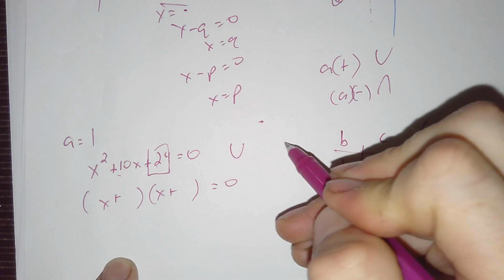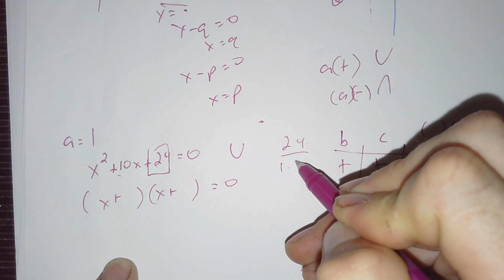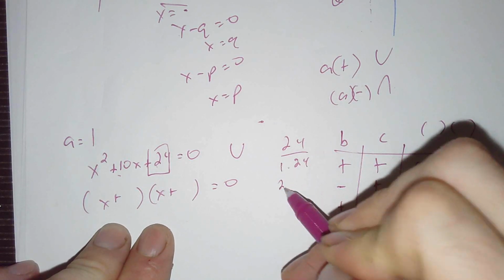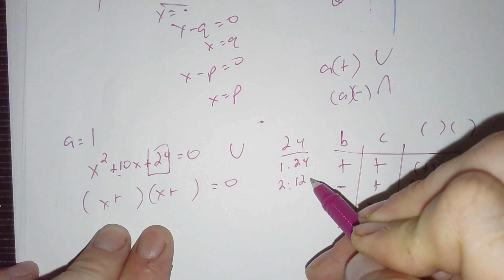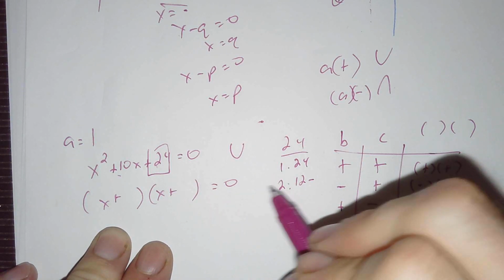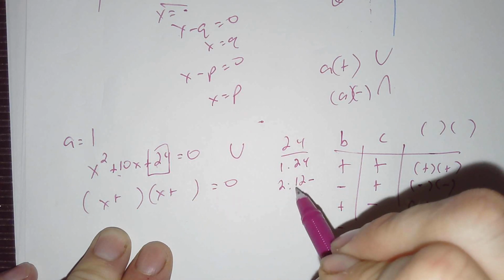Right. So I have 24. So I have 1 and 24. That will make 25 because it's plus and plus. Right. I have 2 and 12. Right. That makes 14. If one was a plus and one was a minus, that might work, but this is a plus and a plus, so I can't use a minus sign here.